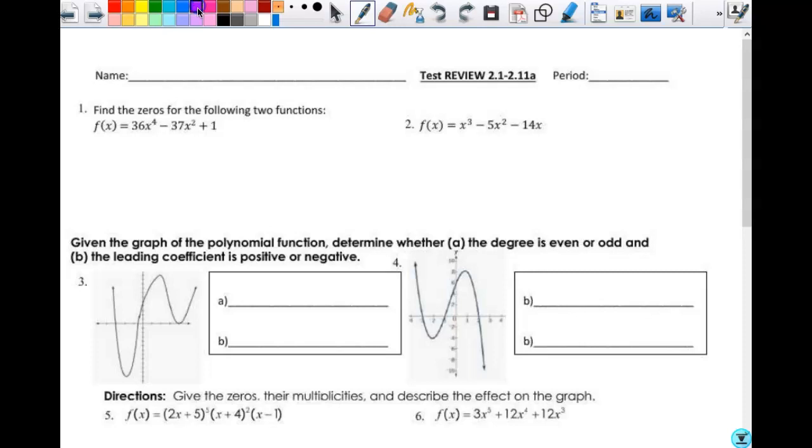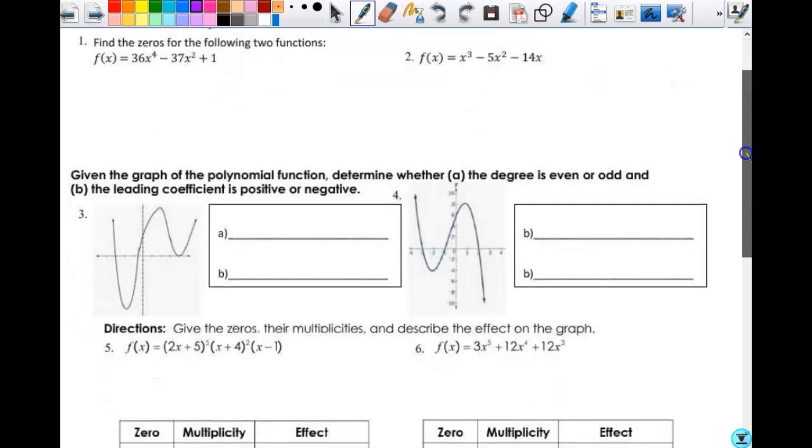Here is the key to your review. First thing we're going to do is find zeros. So to find the zeros of this function, I'm going to factor. This is a fourth degree, so I'll use grouping. You that are going to multiply give me that 36, and combined give me negative 37.